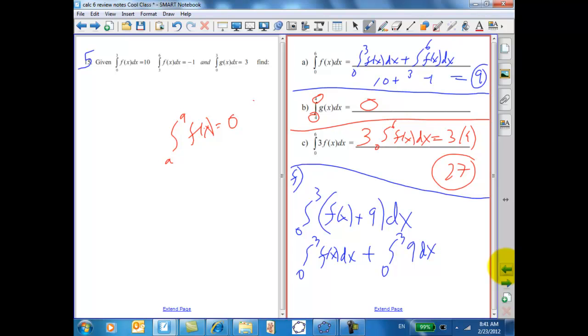If it's just a constant inside the integrand, then it's just going to be 9x evaluated from 0 to 3, or 27. What do you get for the integral from 0 to 3 of f of x dx? 10. That's 10. So 10 plus 27 equals 37. Okay.